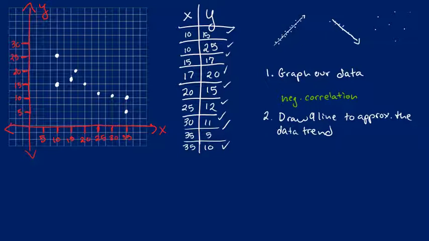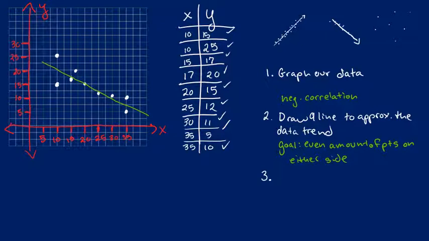It may not be exact. Your goal is an even amount of points on either side, so that means above or below. You want about the same amount of points above and below the line. So if I draw that, you're just approximating the data. Not everybody will get the same exact answer, as it is approximate.